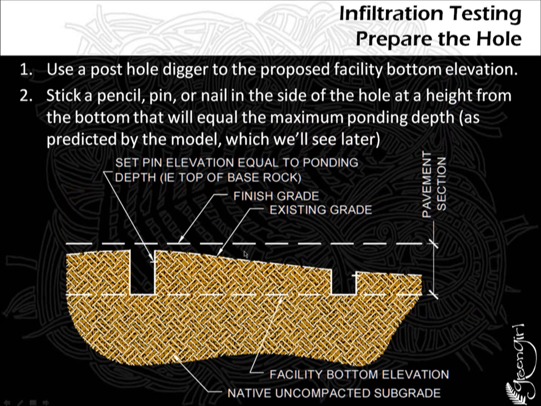Basically, I'm not going to go through this whole thing, but you prepare the hole. You want to set a pin in the elevation, set a pin in the hole. It's just a post hole digger. You get a post hole digger out there and you go down to the bottom of wherever the facility is going to be and put a pin in at the top of the ponding area that you think it is. So I'm going to assume that I have 12 inches of ponding area, but I might put a pin in at 6 inches, and you'll see why later.